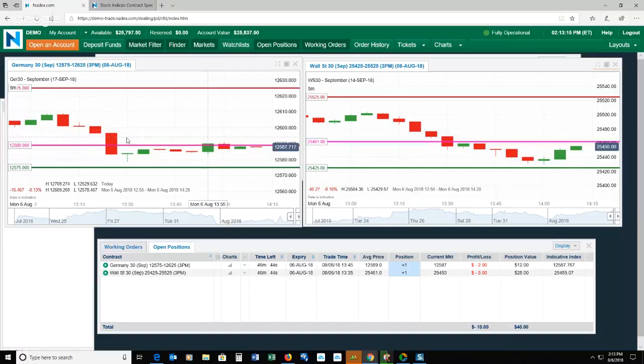Now, as you can see, the Germany 30 is just hanging right where the entry was. The Wall Street 30 is trying to move. And normally you will get a move between 2 and 4 p.m. on the indices. It's kind of typical.